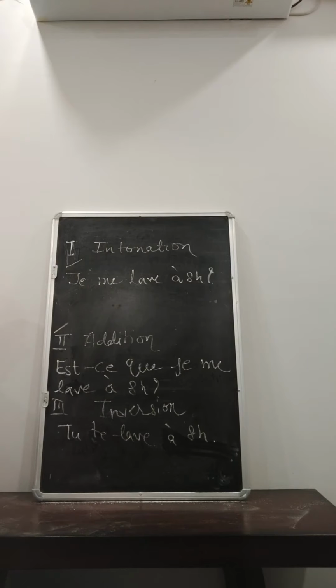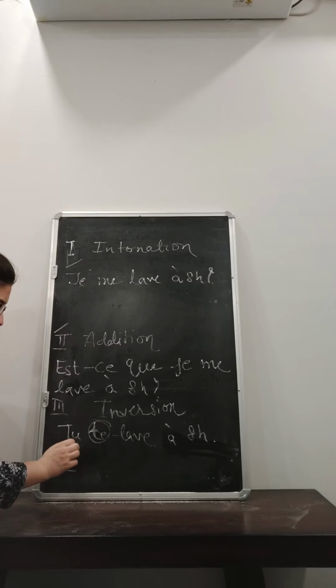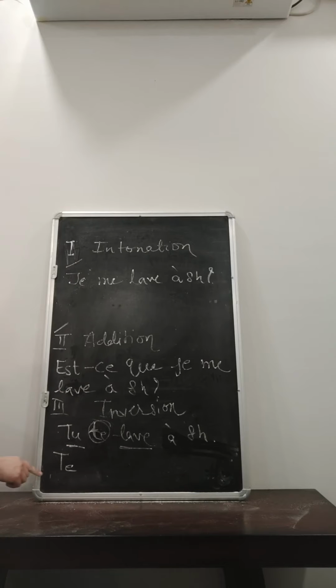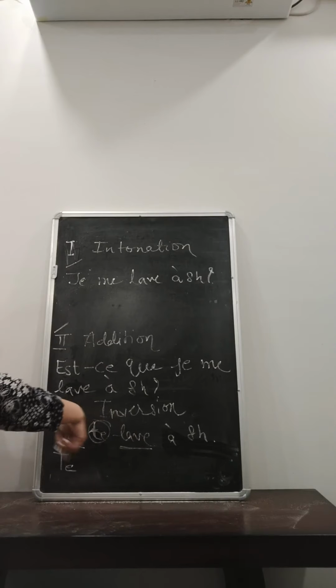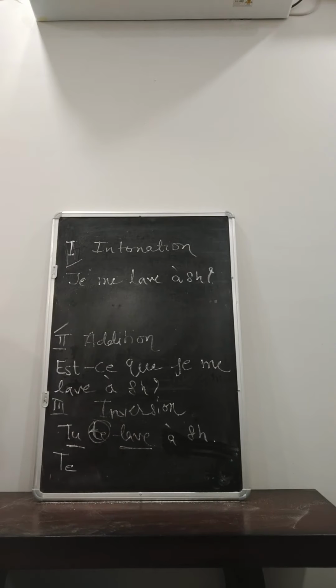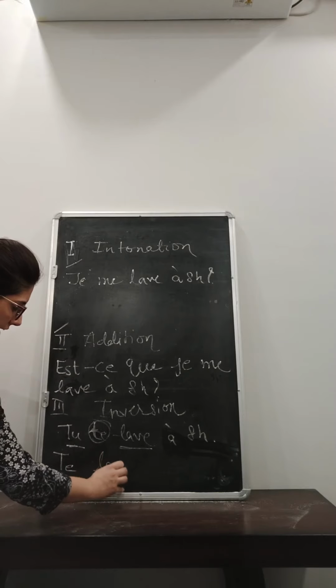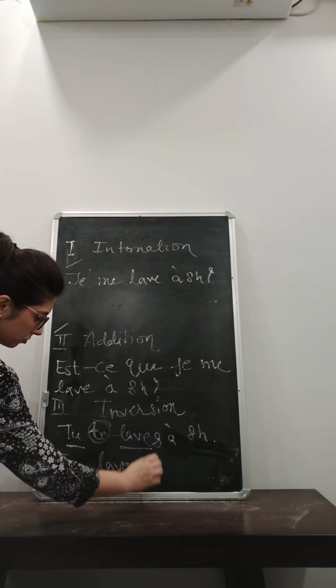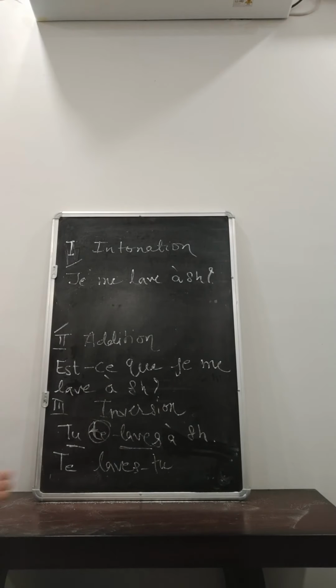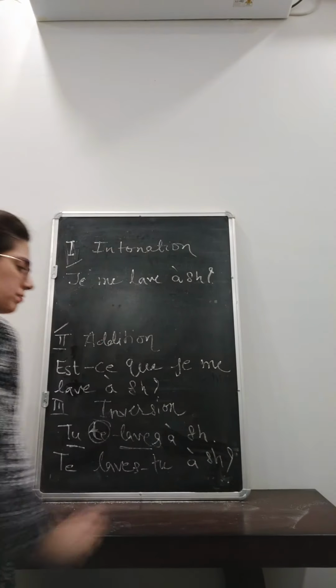Whenever we are doing a pronominal verb with inversion, we have to write the pronoun first. The pronoun will come out at the first place, so te. Then we have to invert verb and subject. So the pronoun always takes the first position and then we have to invert verb and subject and then the predicate. Suppose I am writing te laves, laves-tu à 8 heures? Do you take bath at 8 o'clock? That's it.